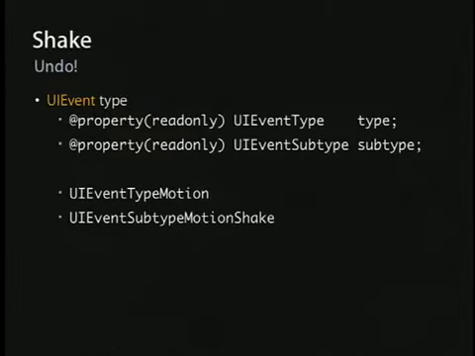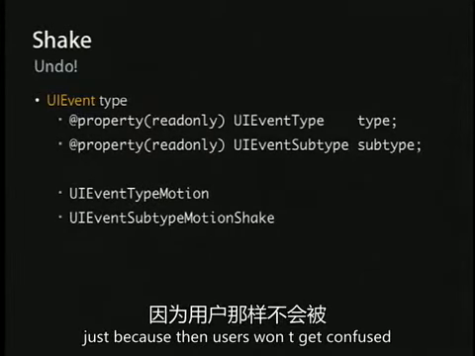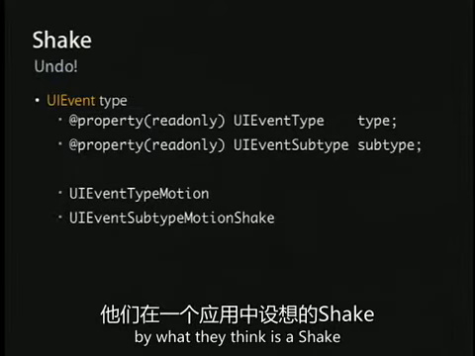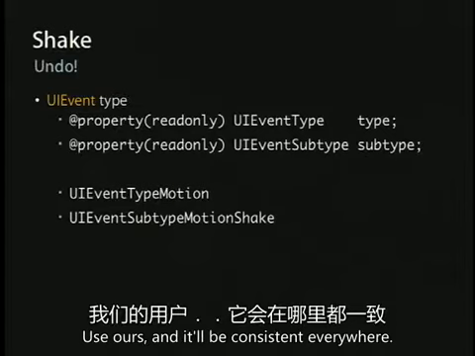So you probably want to take advantage of our shake event rather than try and write your own based on the raw accelerometer, just because then users won't get confused by what they think is a shake in one app not being a shake in another. Use ours and it'll be consistent everywhere.